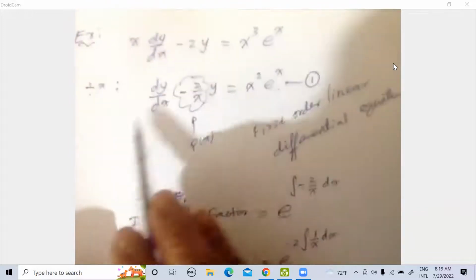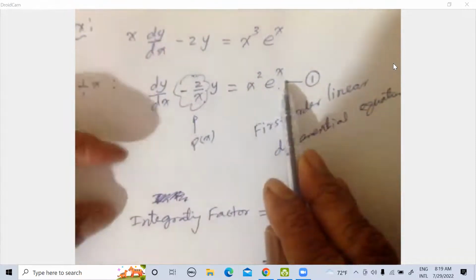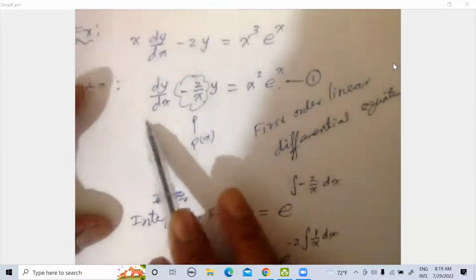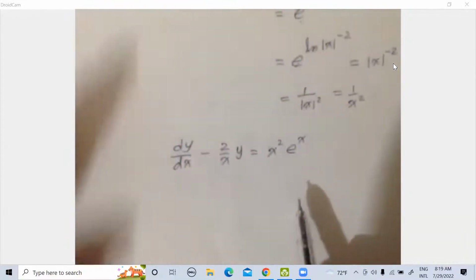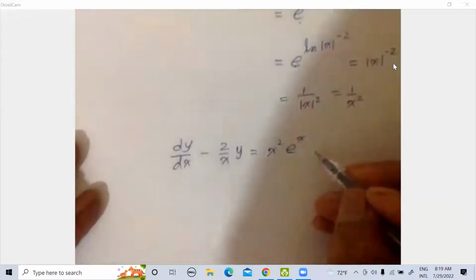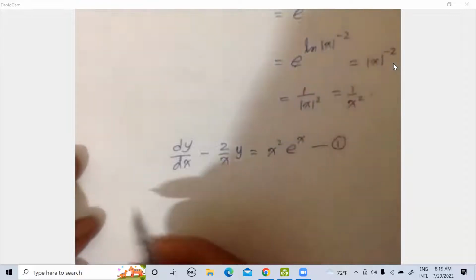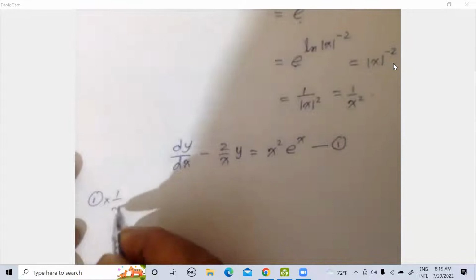You may not remember, so let me show you. This was the given problem. Dividing by x, we got this equation. After that, we found the integrating factor. The method is to multiply this equation by the integrating factor. So this is our equation 1. Integrating factor is 1 over x squared. So multiply 1 by 1 over x squared.